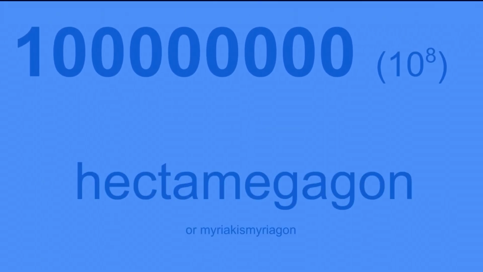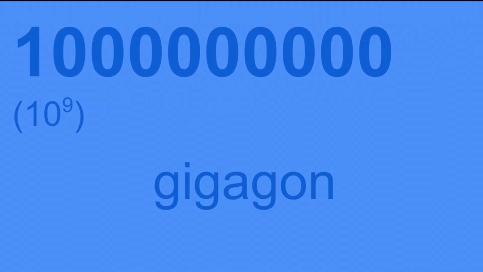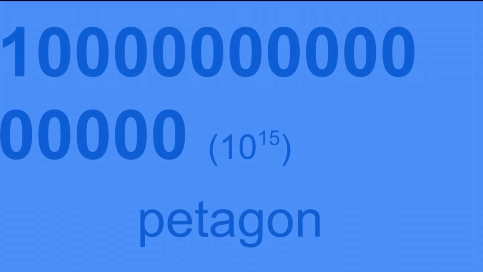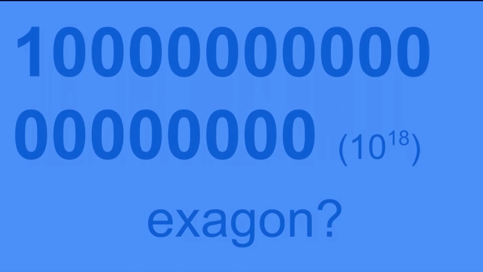10 to the 7th power shape. 10 to the 8th power shape. 10 to the 9th power shape. 10 to the 12th power shape. 10 to the 15th power shape. 10 to the 18th power shape. You see, once you get past 10 to the 15th power sided shape, they just stopped making names. So these names, I would say, were crafted from patterns from previous shapes.